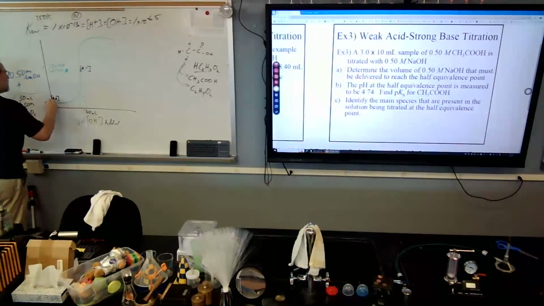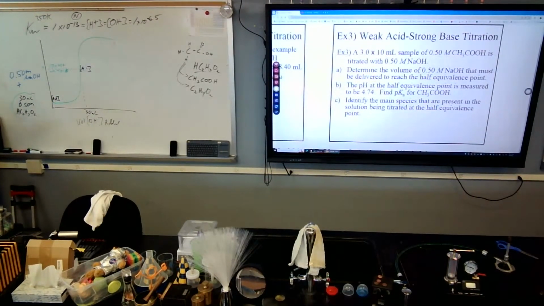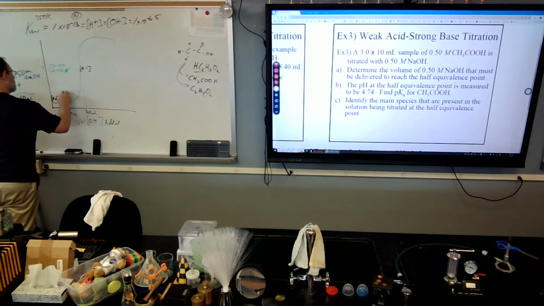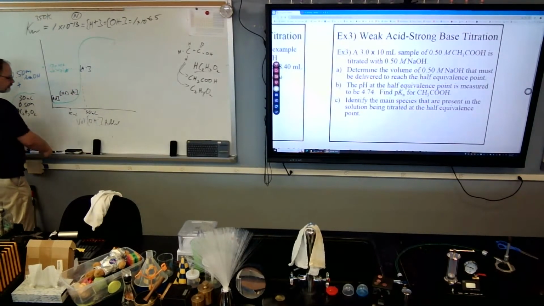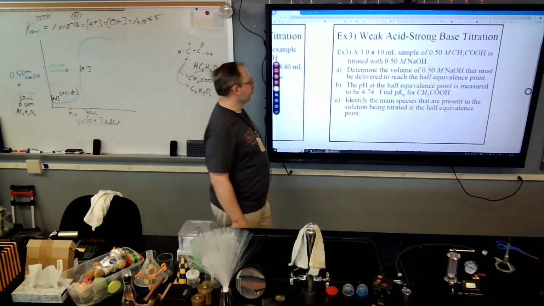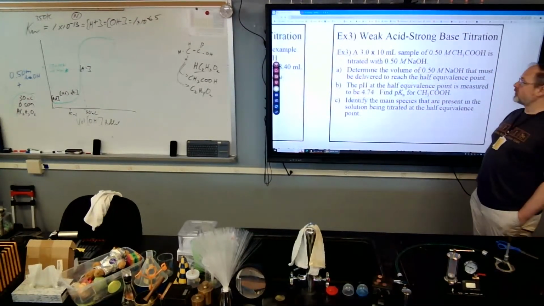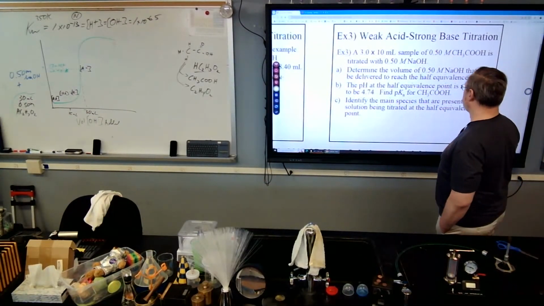You start with a whole bunch of HA. So how much would it be at the half point? That's not that complicated. It's 15 milliliters. And this is where the HA concentration equals the A minus concentration. And again, at the half equivalence point, the bottom half of the Henderson-Hasselbalch disappears and the pH equals pKa.